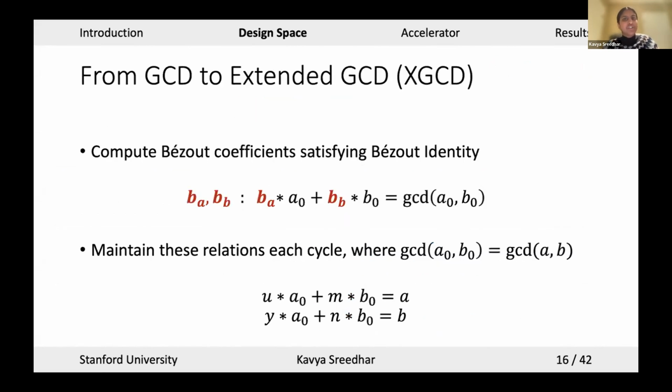And so to actually understand what operations happen and what the iteration times are, we needed to understand what XGCD algorithms are and how we can go from these GCD algorithms to XGCD. And the way we do that, and prior work has typically done, is to introduce these two new relations that are maintained every cycle, with the goal being to solve for these coefficients, which eventually give us the Bézout coefficients we're looking for here.